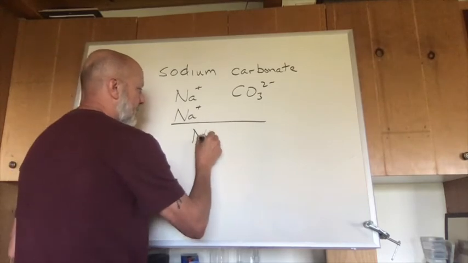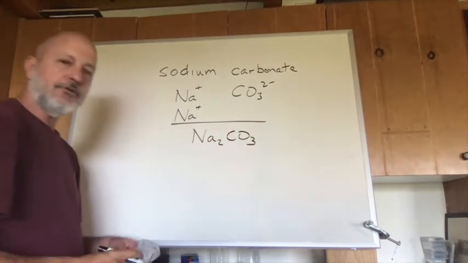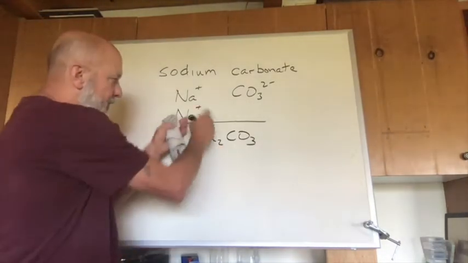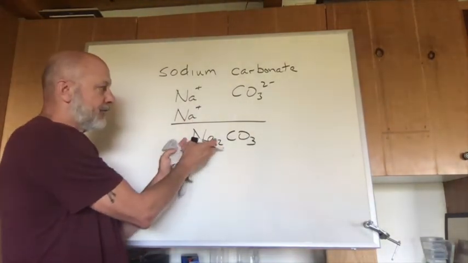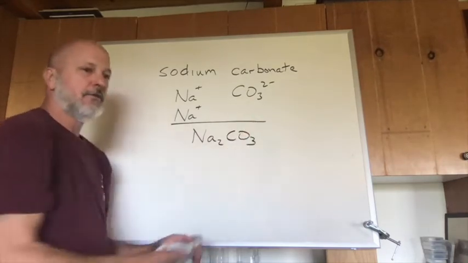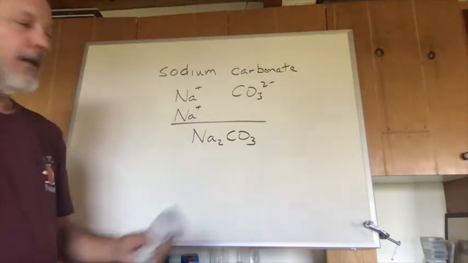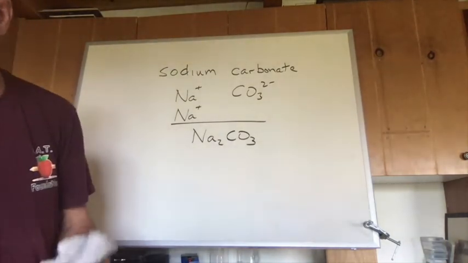What does that look like? Na2CO3. Notice there's no parentheses in this because I don't put parentheses around a single atom. There's two of that. I only have one carbonate, so I don't put parentheses around that. So if there's just one polyatomic, no parentheses. That would be the formula for sodium carbonate.